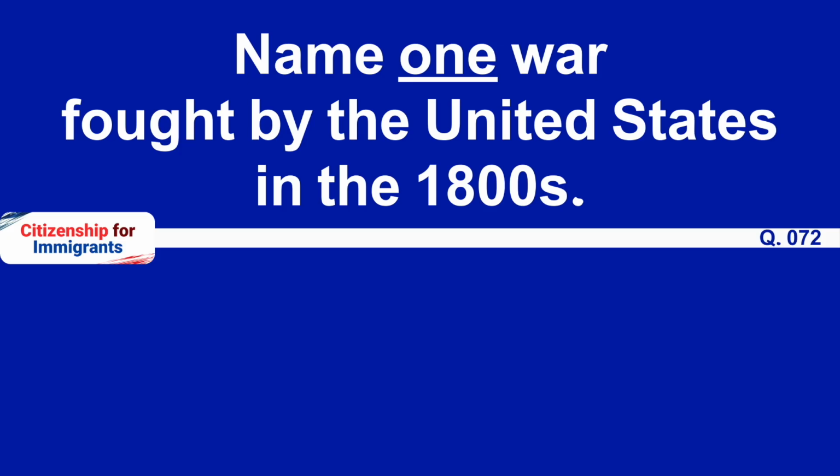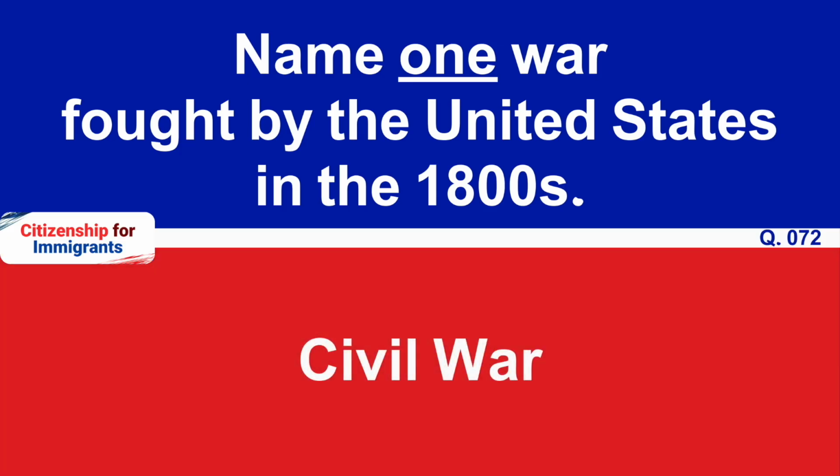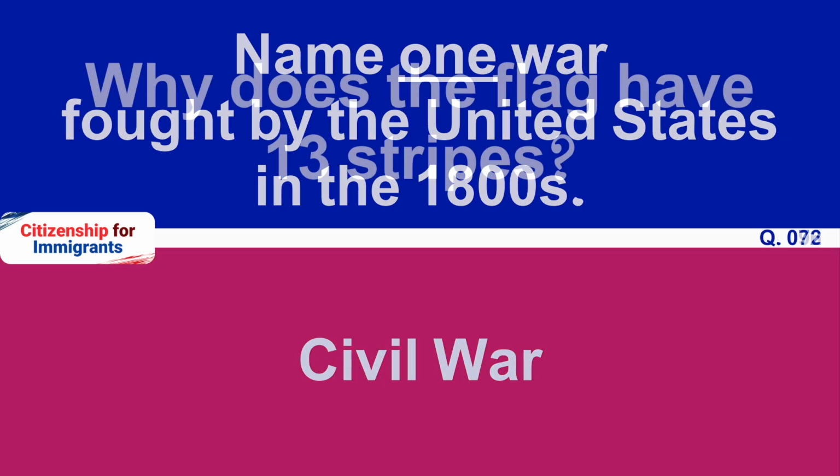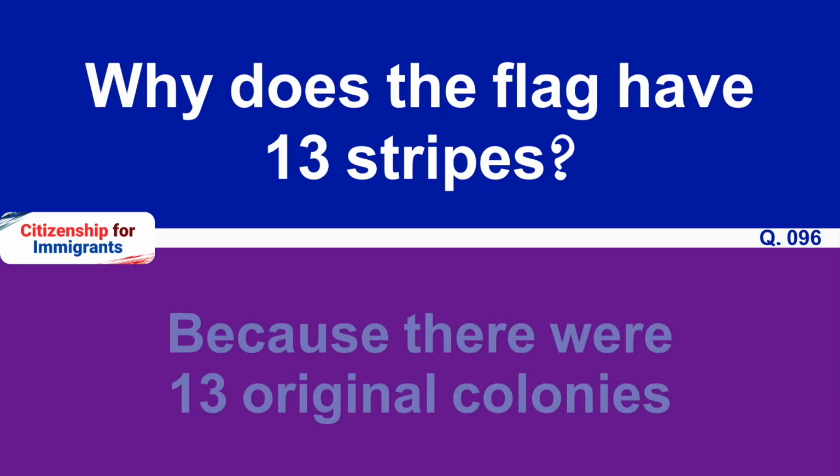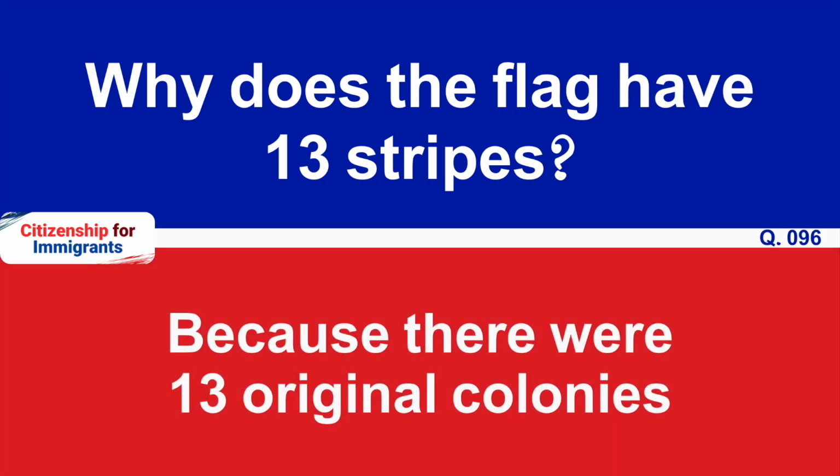Name one war fought by the United States in the 1800s. Civil War. Why does the flag have 13 stripes? Because there were 13 original colonies.